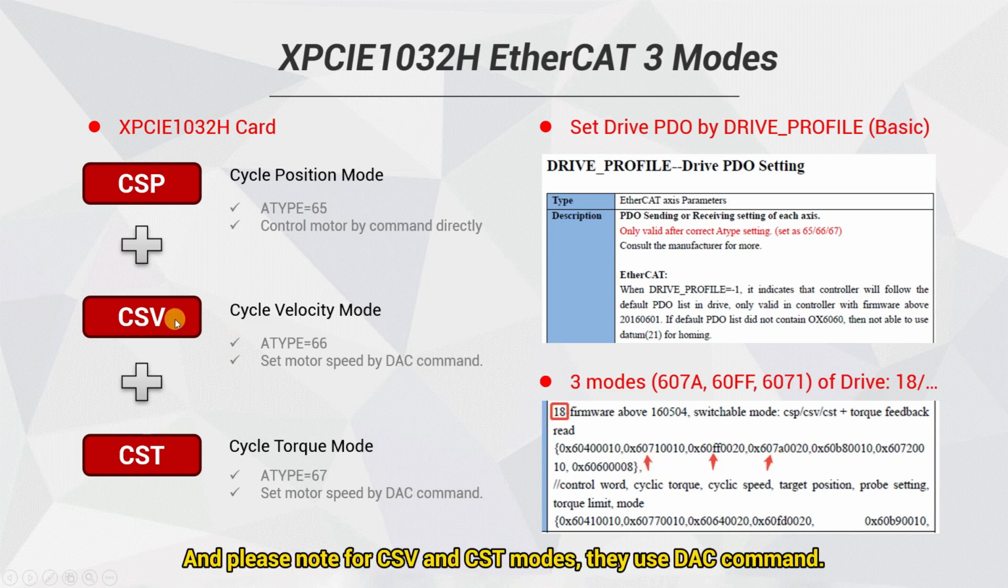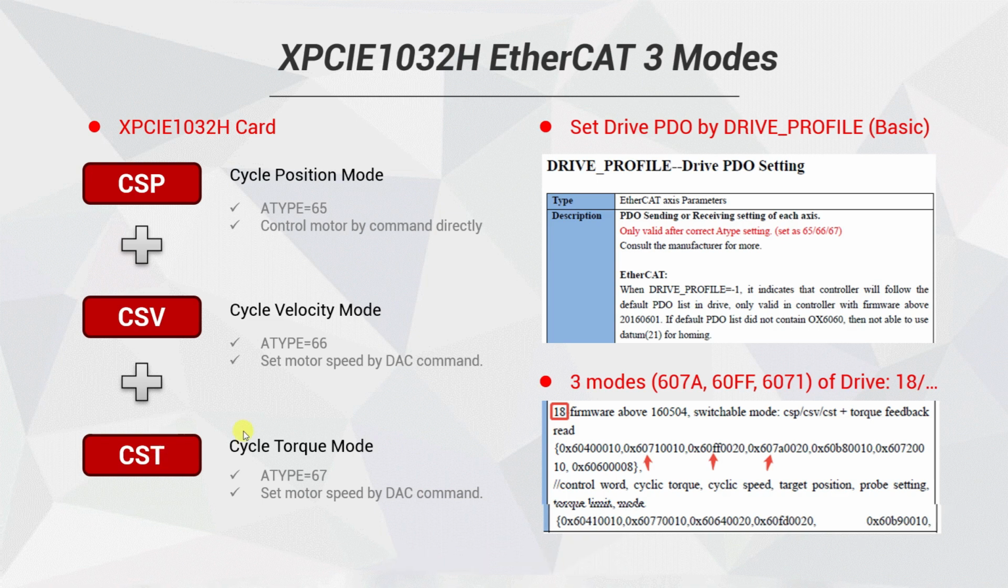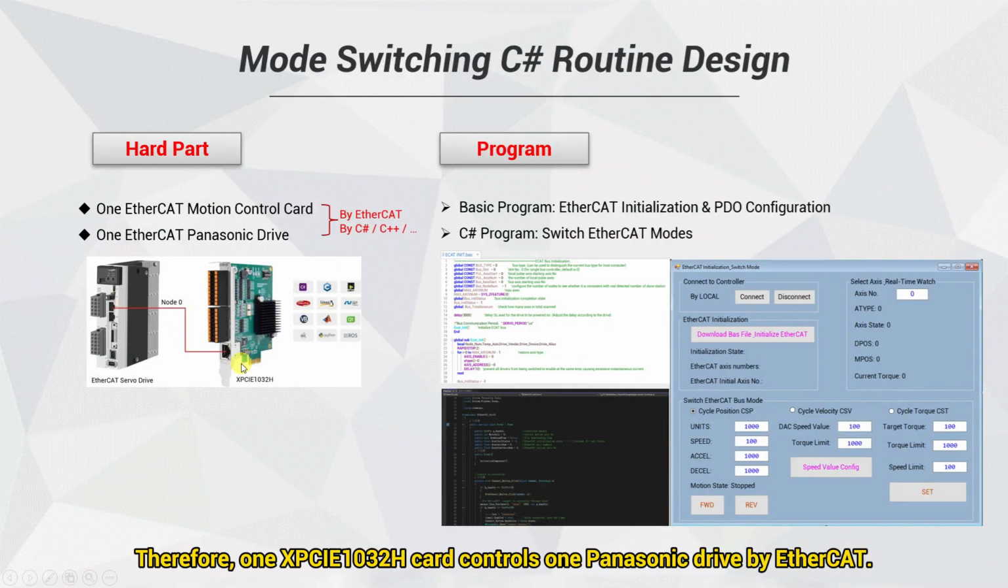And please note for CSV and CST modes, they use the DAC command. When switching them, set DAC as 0 at first. Then, change the ATYPE. Therefore, one XPCIE1032H card controls one Panasonic drive by EtherCAT.